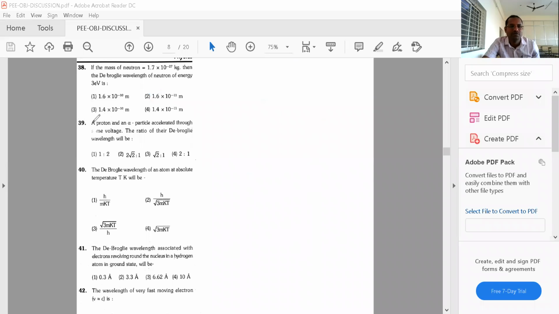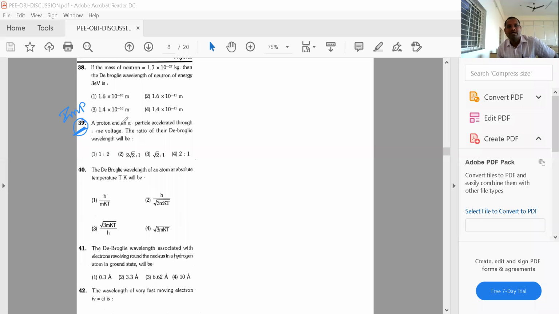Next, question number 39. See, they have given this. This is important. CBSE students who are there, you need to remember this. And for board students also, not only for NEET and JEE, it is important for board exams also. It is a previous year question.